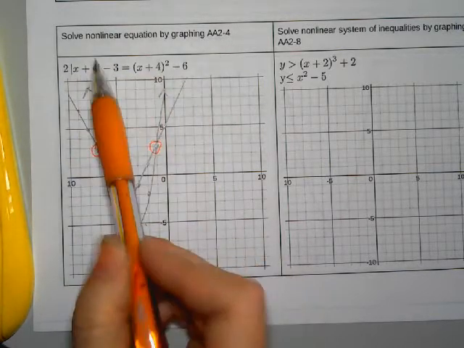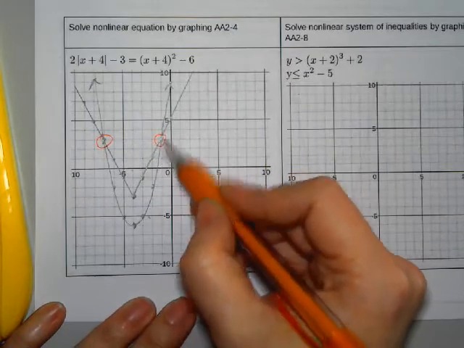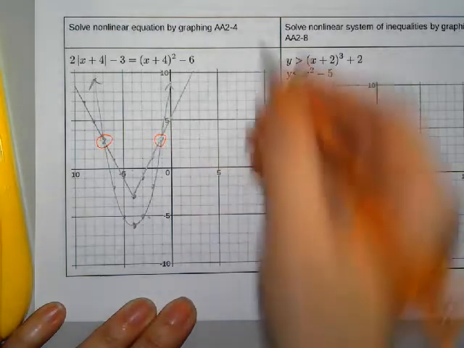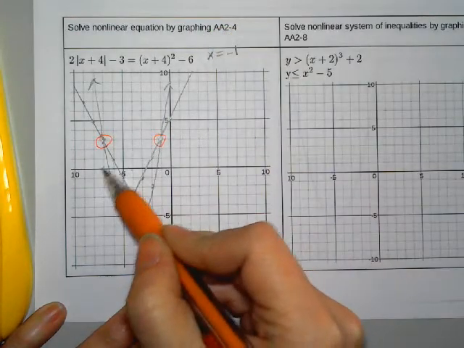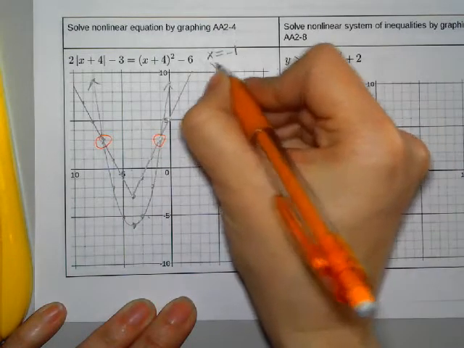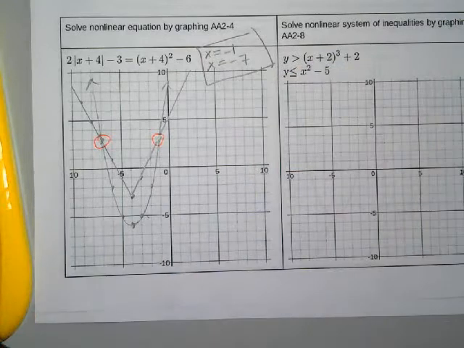So if you only start with x's, you only end with x's. If you start with x's and y's, your answers should be x's and y's. Let's jump to the second page. So we didn't go in straight order on this, but we'll jump around a little.